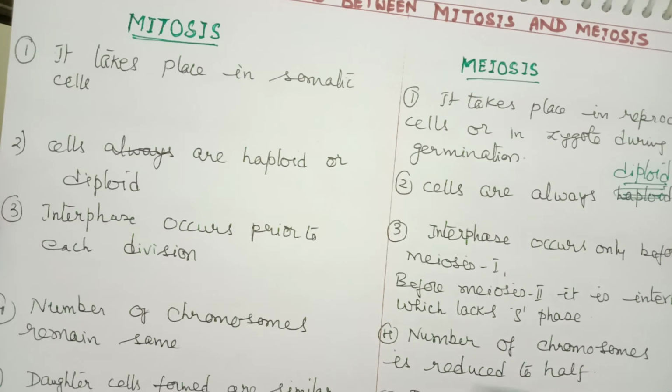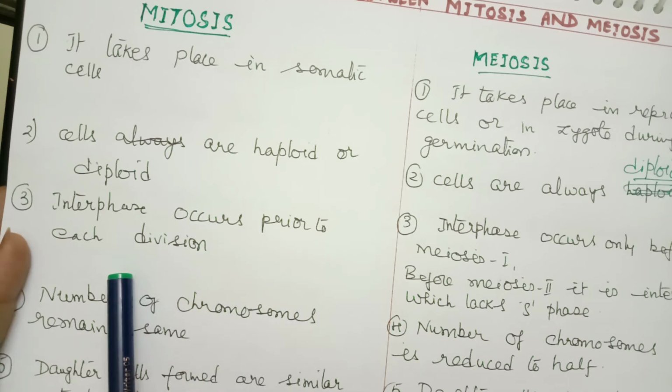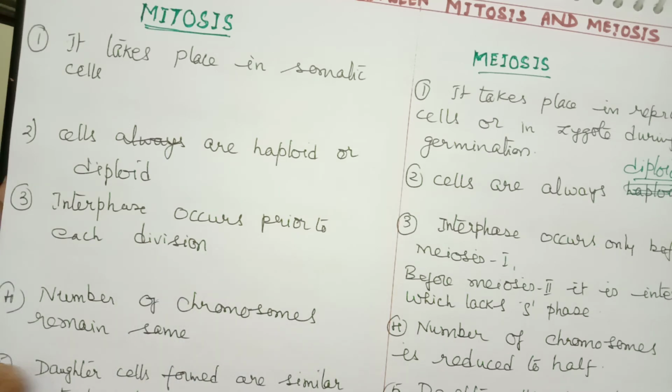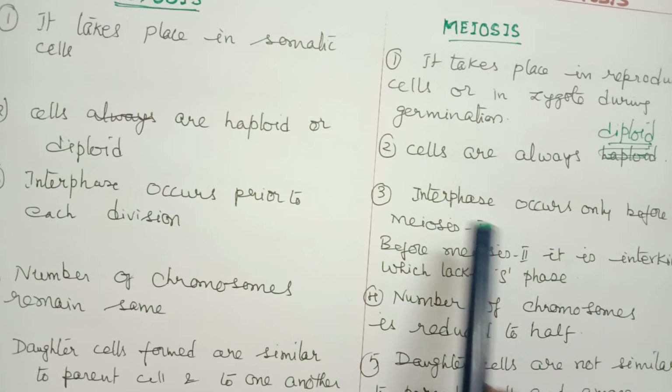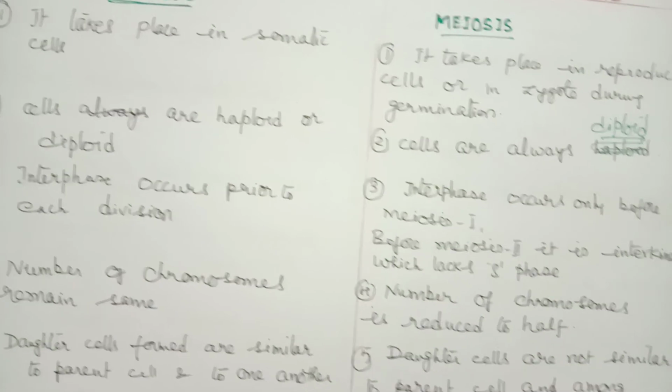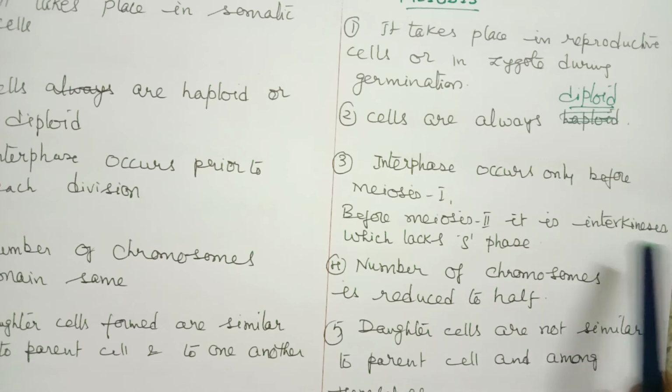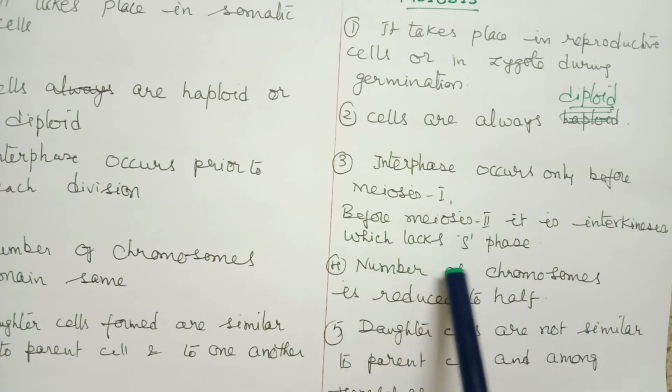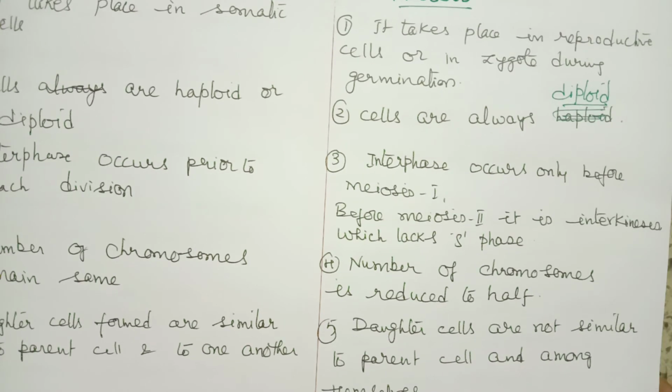Now, next difference, in mitosis interphase occurs prior to each division. Before each division, there is an interphase. But in meiosis, interphase occurs only before meiosis 1. Before meiosis 2, it is called interkinesis, which lacks S phase. It does not have any S phase. Though some gap period is seen, it is without S phase. So it is called interkinesis.